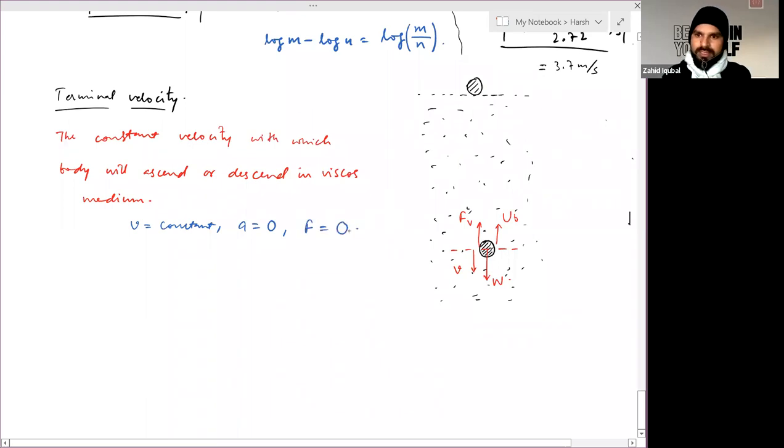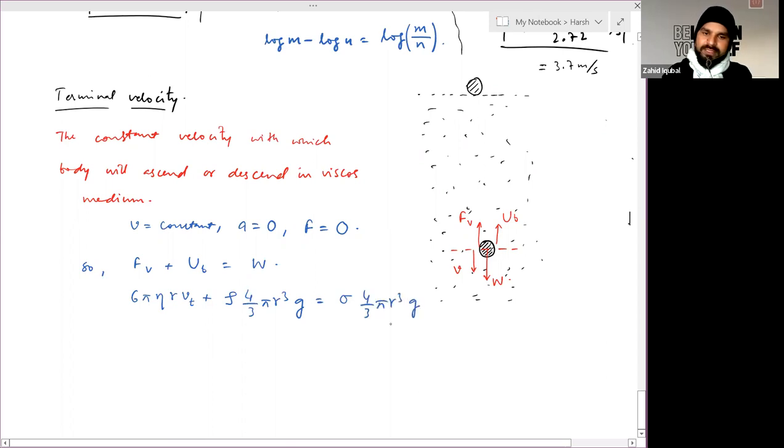the acceleration will be zero and the net force will be zero. So we have these three different forces, two forces acting upward and one force acting downward. So we may write viscous force plus buoyant force equals weight of object. Viscous force is 6 pi eta r times velocity, and buoyant force is density of medium times volume of object immersed times gravity. Weight is density of object, volume of object times gravity.